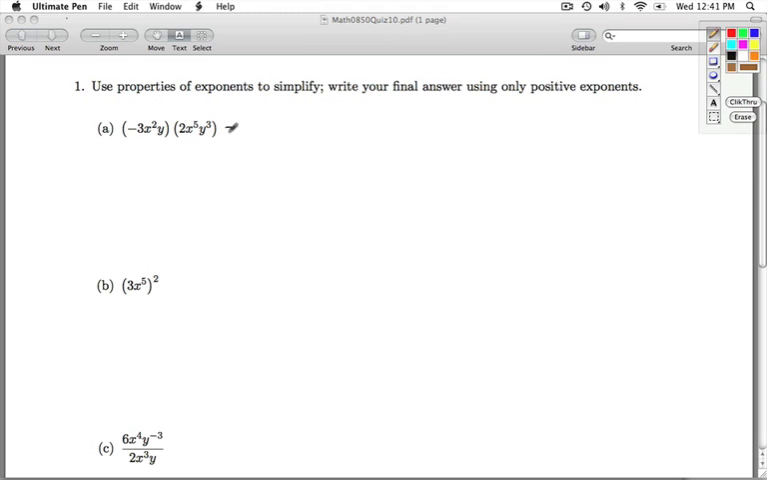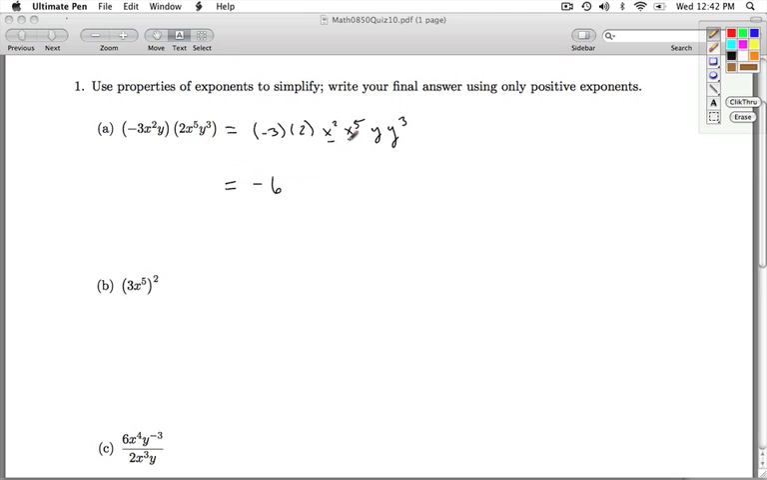So, part A here, remember we can use the associative and commutative properties of multiplication. So I'm going to rewrite this as negative 3 times 2. So I'm going to multiply the constants together. I have x squared times x to the fifth. I have y times y cubed. The negative 3 times the 2 is a negative 6.